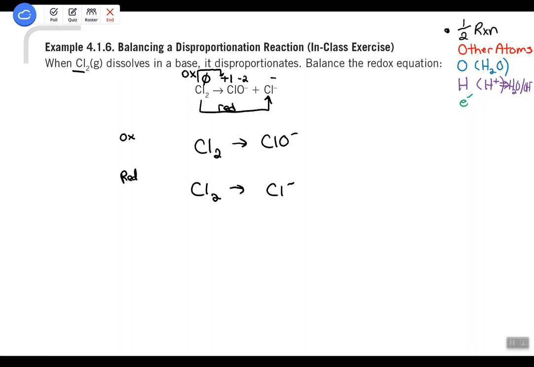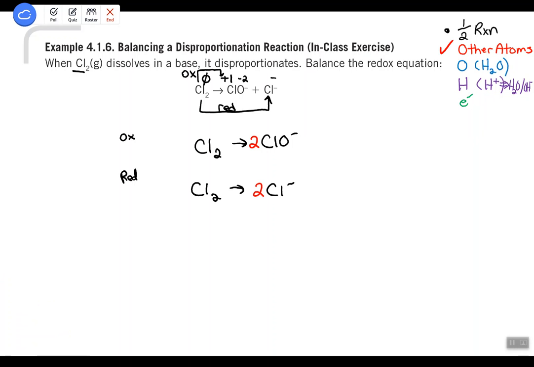Okay, so we need to balance everything that's not oxygen or hydrogen. For the oxidation half reaction on the top, I have 2 chlorines on the left. I need 2 chlorines on the right. For the bottom half reaction, the reduction half, 2 chlorines on the left. I need 2 chlorines on the right. I have balanced the other atoms.